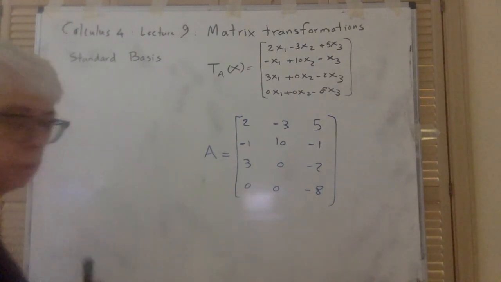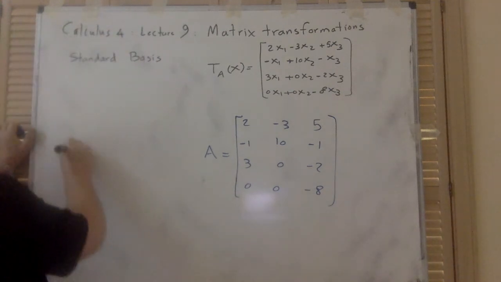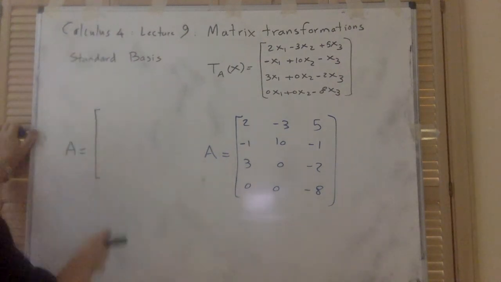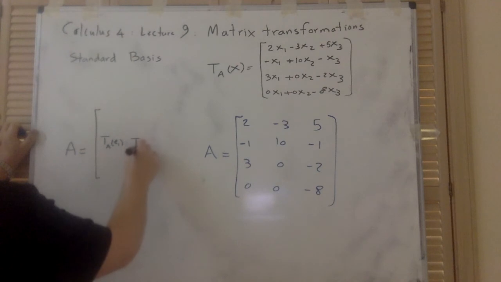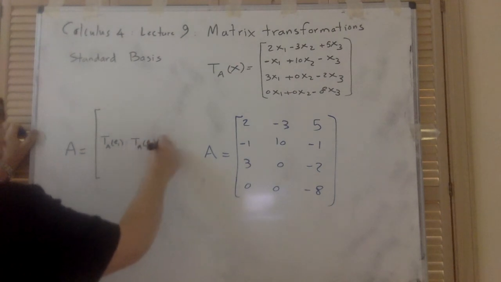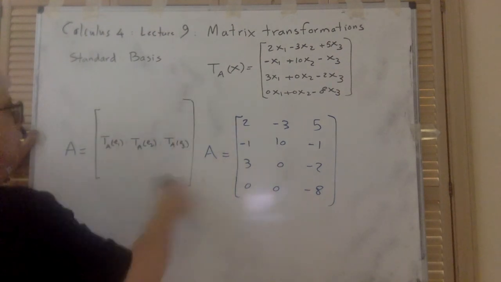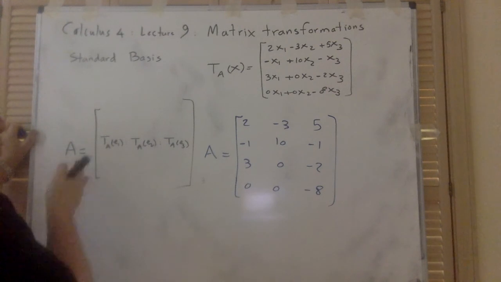So another way is simply saying that A is a matrix like this. The first column is TA applied to E1. The second column is TA applied to E2. And the third column is TA applied to E3. Okay? That's another way. And remember, vectors, for us from now on, are column vectors, or column matrices.